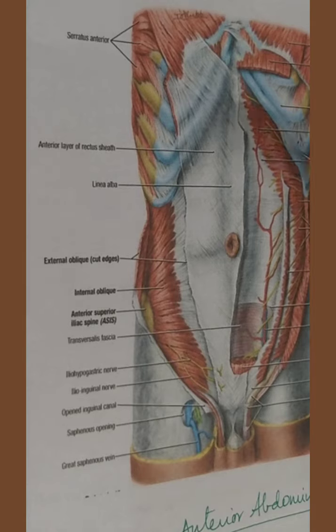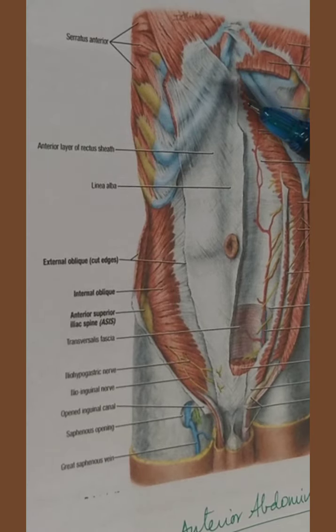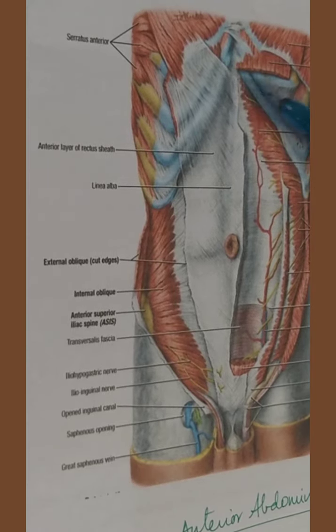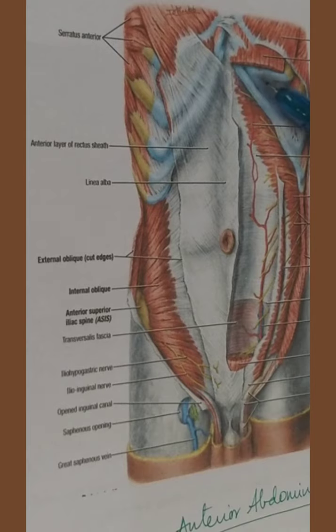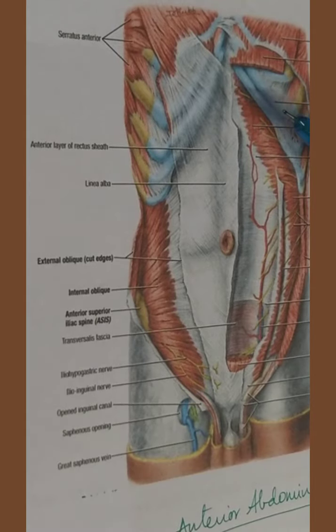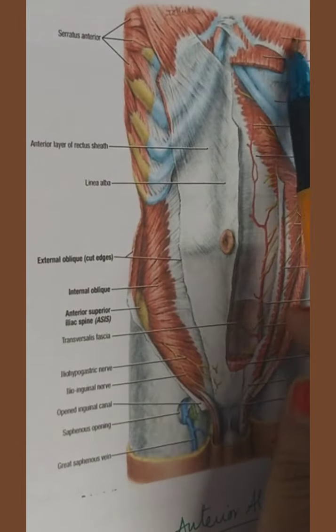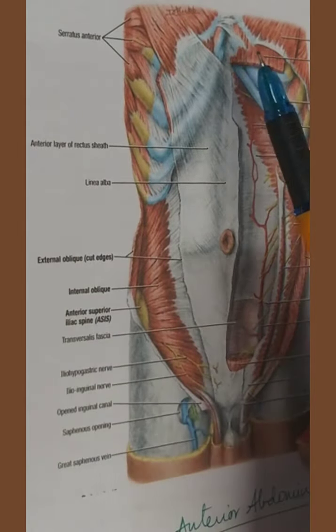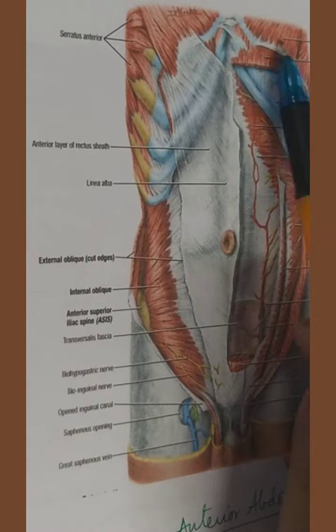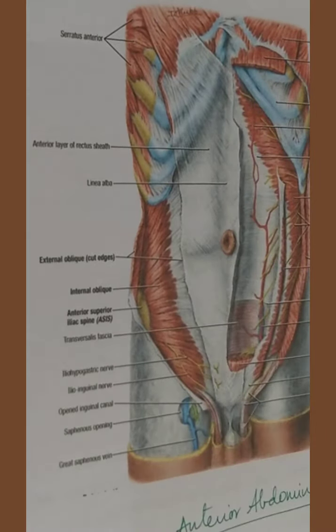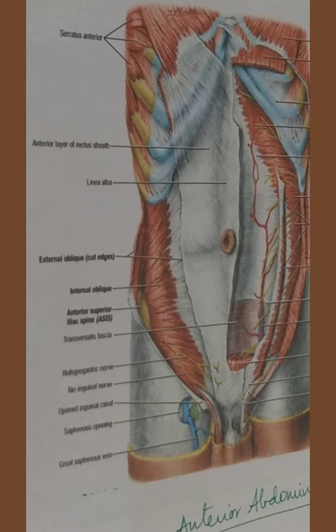The upper border of the aponeurosis is more or less horizontal and is overlapped by the pectoralis muscle. This is the pectoralis muscle here. Pectoralis major overlaps the aponeurosis in the upper part.